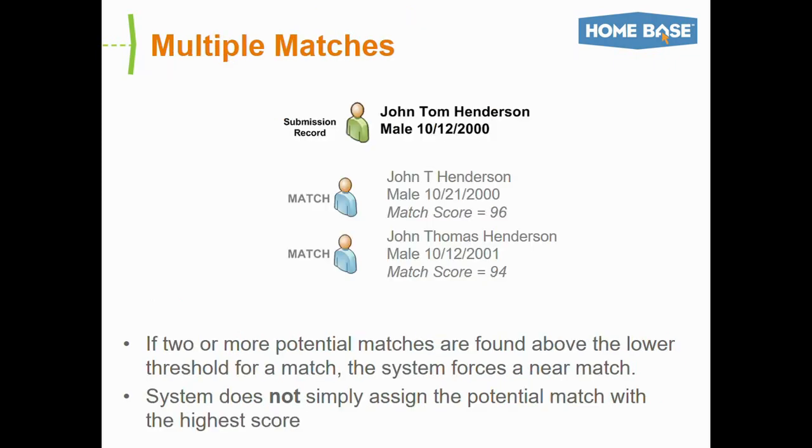Here's an example of multiple matches. So if 2 or more potential matches are found above the lower threshold for an exact match, the system forces a near match. The system does not simply assign a potential match to the highest score. It's going to ask the user, we found 2 that actually are an exact match, so please tell us which one is correct.